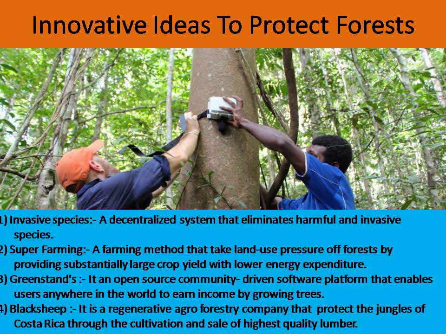Third one, green stands. It is a tree tracking app which creates a digital link between tree growers and tree founders. It is an open source, community driven software platform that enables users to earn income by growing trees. Fourth one, Black Sheep. It is a regenerative agroforestry company that protects the jungle of Costa Rica through the cultivation and sale of highest quality lumber.